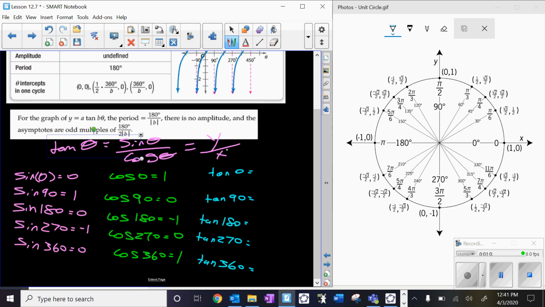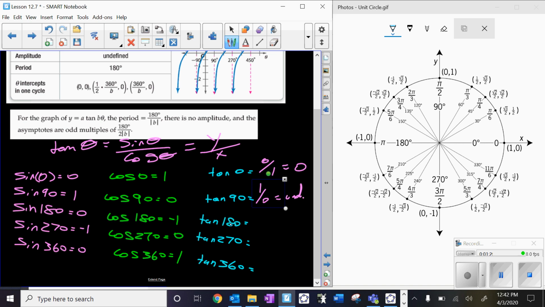So if I find the y value at 0 and the x value at 0, I'm going to take y, which is 0, over 1, divide it out, and I would get 0. I do the same thing with the other locations. 1 divided by 0. This one poses problems for us. This is what we would call undefined.